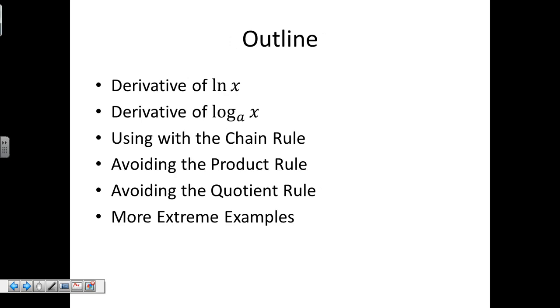Our outline for this video will talk about what is the rule for taking the derivative of a natural log. Then we'll talk about the rule for taking the derivative of a log base a, or some base other than e, which is what the natural log is. Then we'll take a look at using these two logarithms with the chain rule, because the chain rule is such an important part of the derivative process. And then we'll take a look at how to use the natural log to avoid both the product rule and the quotient rule. And then we'll take a look at a more extreme example where we're actually going to avoid both the product rule and the quotient rule.